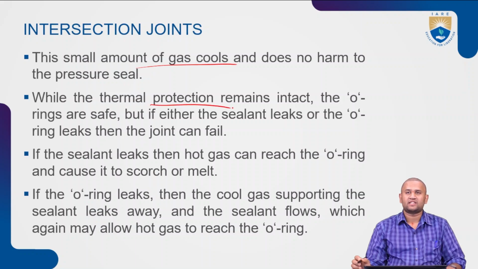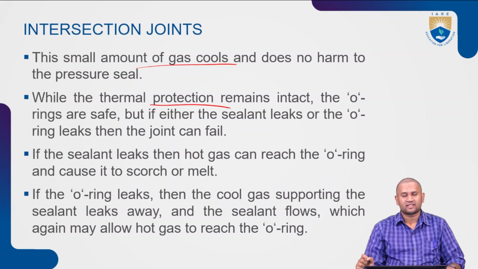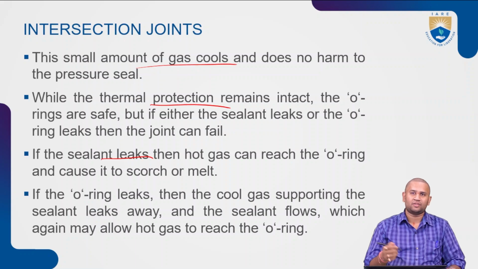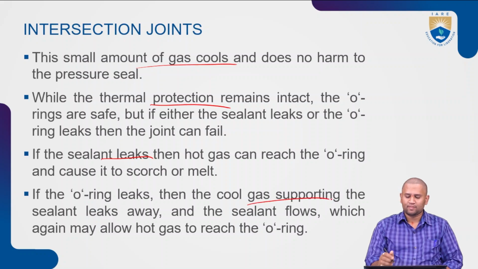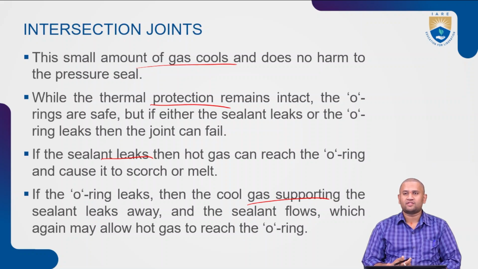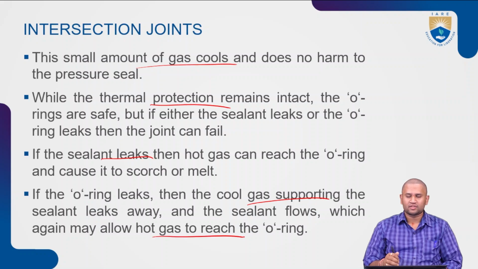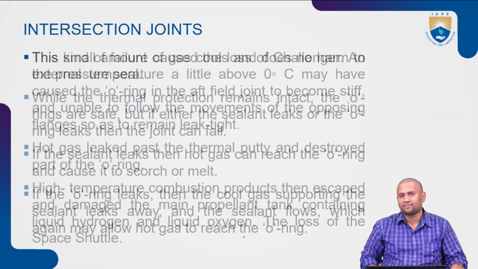While the thermal protection remains intact, the O-ring seals are safe, but if either the sealant leaks or the O-ring leaks, then the joint can fail. If the sealant leaks, what happens? Then the hot gases can reach the O-ring, which causes it to scorch or melt. As soon as it melts, the seal fails. If the O-ring leaks, then the cooling gas that supports the sealant leaks away, and the sealant flows, which again may allow hot gases to reach the O-ring and melt it away.